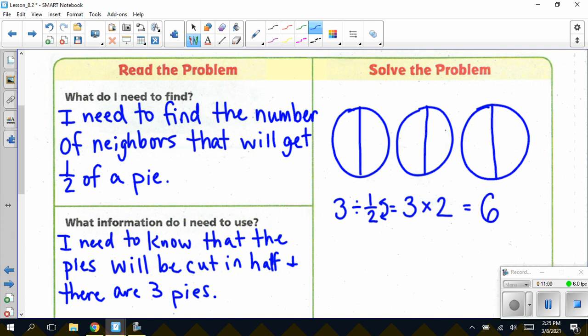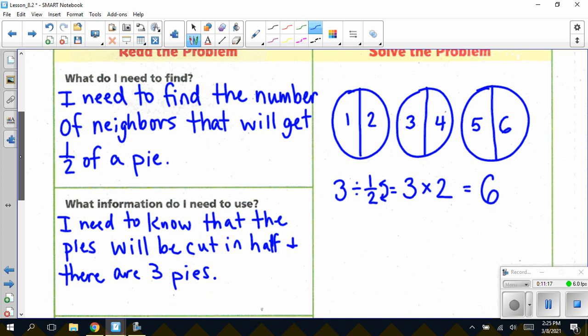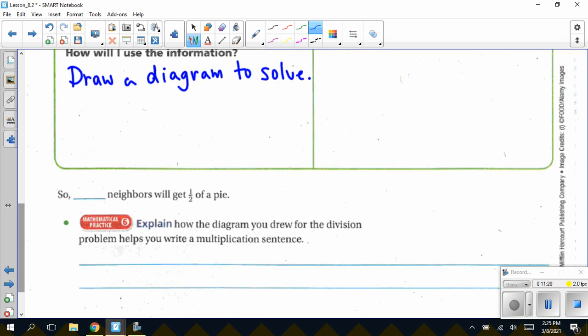So again, I would have 1, 2, 3, 4, 5, 6 by drawing the diagram, or doing the division, taking the reciprocal of the second number to change it into a multiplication problem. I do have the answer of 6 half-size pieces. So therefore, there will be 6 neighbors who get half of a pie.